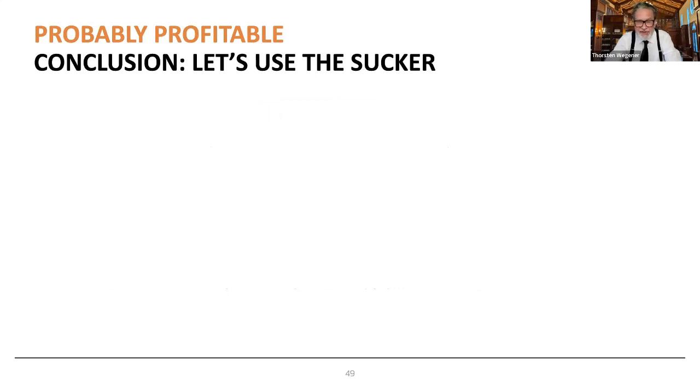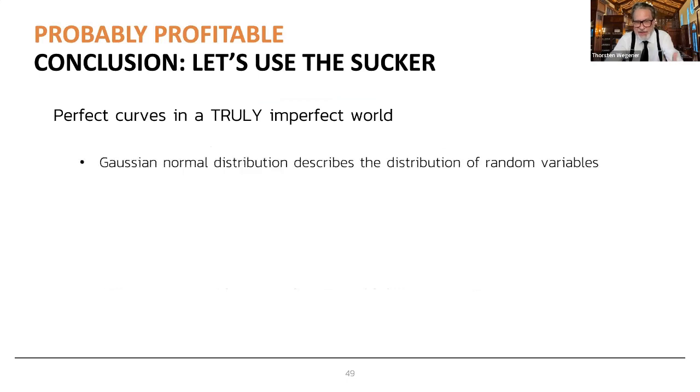But we can analyze that again, and we can use it. We have the bell curves, and I called it, let's use the sucker. And this perfect curve in a truly imperfect world is the Gaussian normal distribution. Gauss, a German mathematician, describes the distribution of random variables. And for our purposes now, as I just showed you, it has the fingerprints of randomness on it. If you look at the chart with the coin and the S&P, it's not quite there yet, but there's a big similarity.